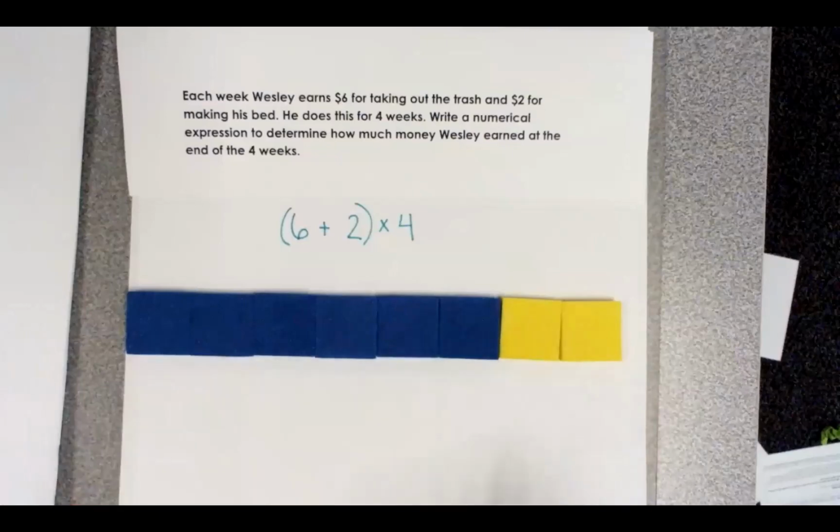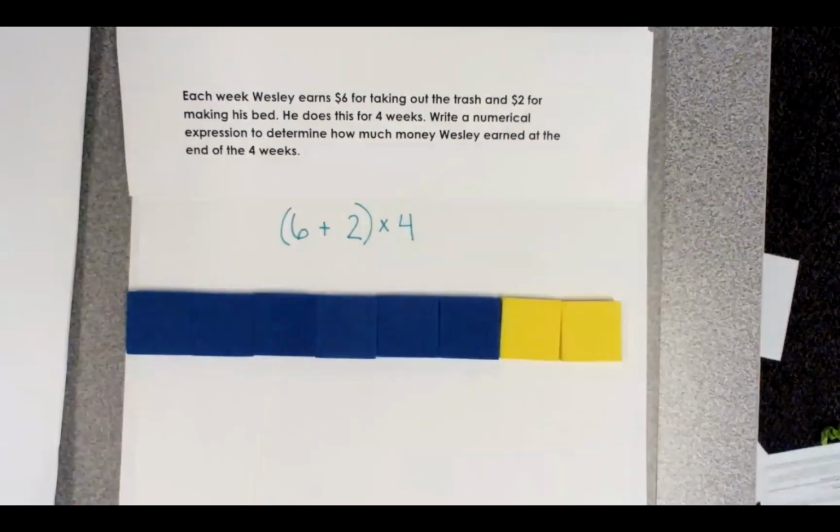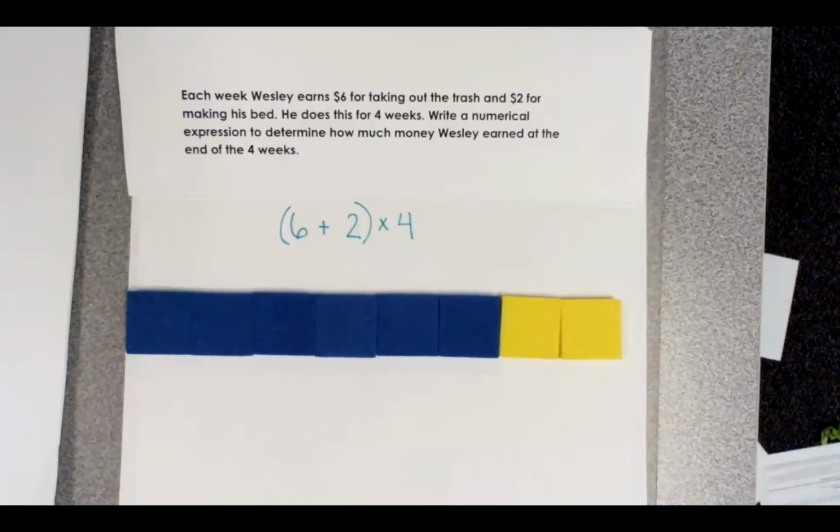So I know he's making $8 every week, but he didn't just do this for 1 week, he did it for 4 weeks. So I want to have my model and match my numerical expression, which is also matching the problem, the context. So I know when we're counting out this many color tiles, it can be cumbersome to do that in front of students. So I highly recommend making, in this case, I made some stacks of 6 and some stacks of 2 with my blue and yellow color tiles.